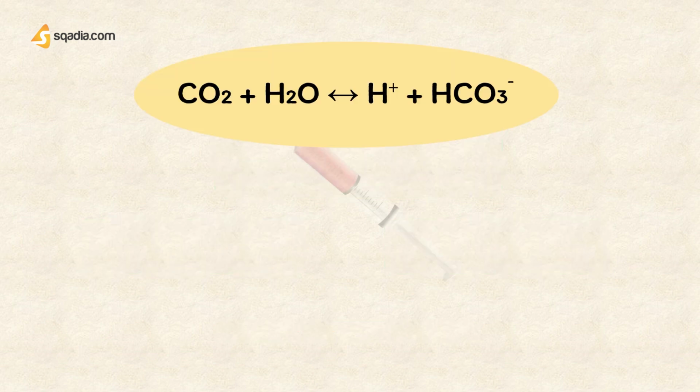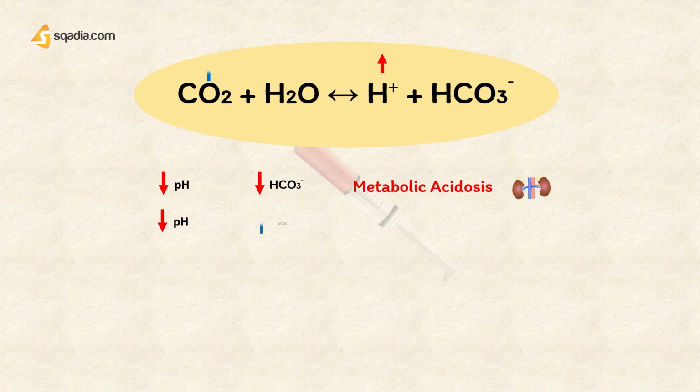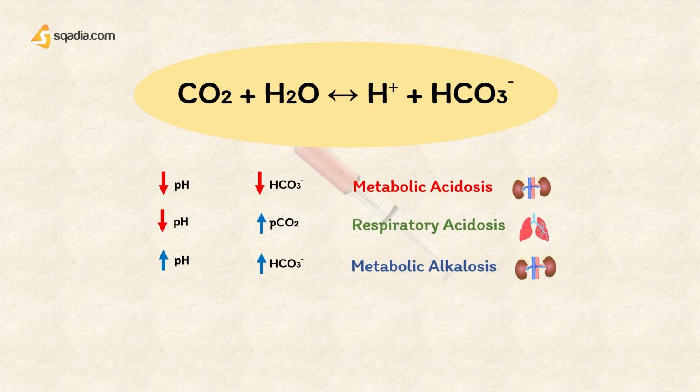So let's do this using the equation. So if there is a low pH and low bicarb level, we're looking at a metabolic acidosis. If we have acidosis and an increase in partial pressure of carbon dioxide, we're looking at a respiratory acidosis. If we have an alkalosis and an increase in bicarb levels, we're looking at a metabolic alkalosis. And if we have an alkalosis and a decreased partial pressure of carbon dioxide, we're looking at respiratory alkalosis.